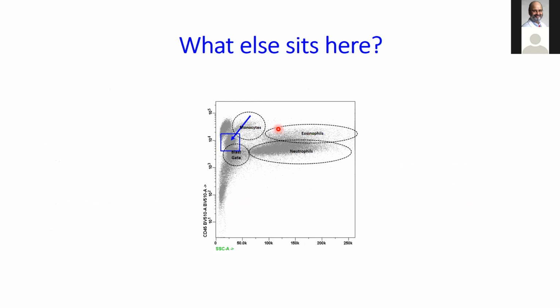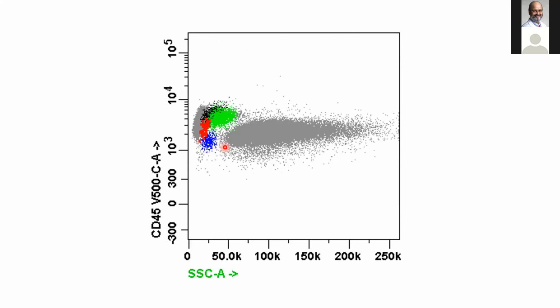Okay, so what else sits in this general area that we were talking about? Two populations that I would focus on are plasmacytoid dendritic cells here in red and basophils here in blue.